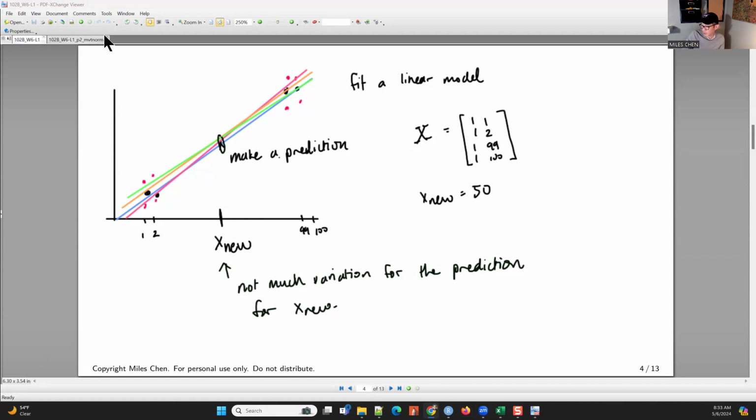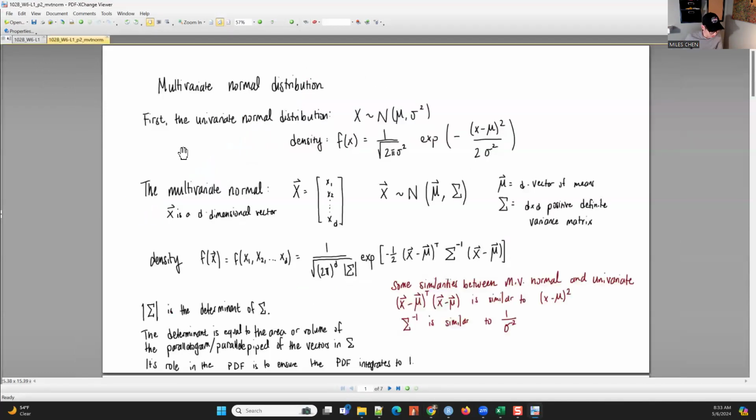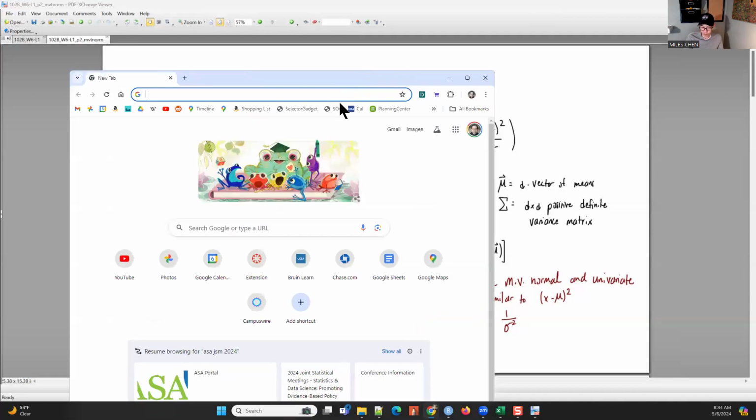All right, and then part two of our lecture is we will look at the multivariate normal distribution. Multivariate normal distribution is basically our normal distribution, but in a multivariate setting. Let me pull up, let's go to the Wikipedia.